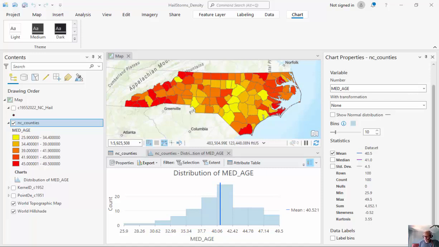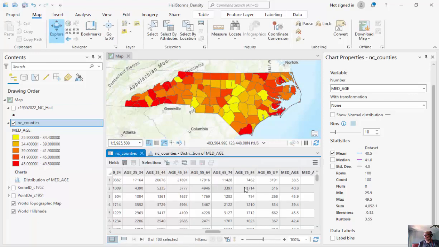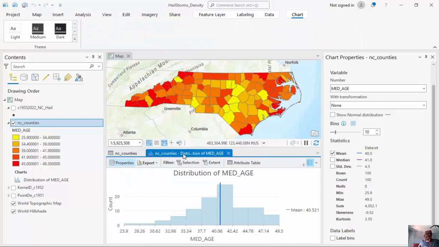And once again, these are also going to be global descriptive metrics. So these will be global descriptive metrics that describe the entire data set. So I'm looking here under my chart properties. I just went to right mouse click under median age, display statistics, and you can see these calculated right here. And so I've got the mean, median.